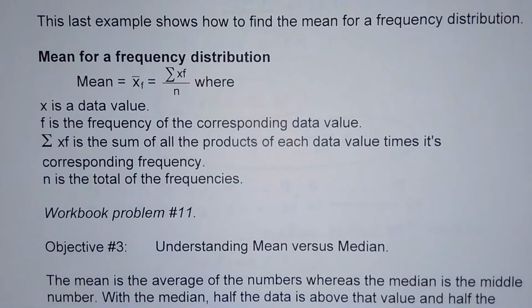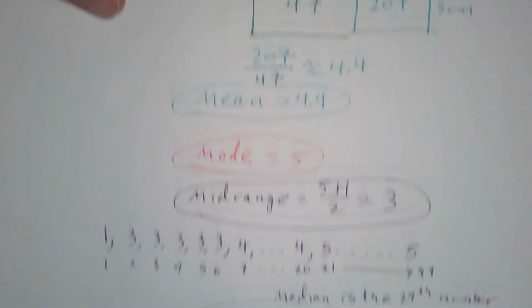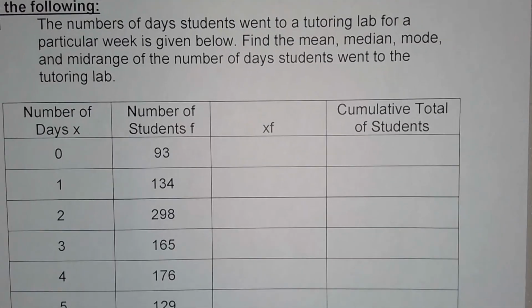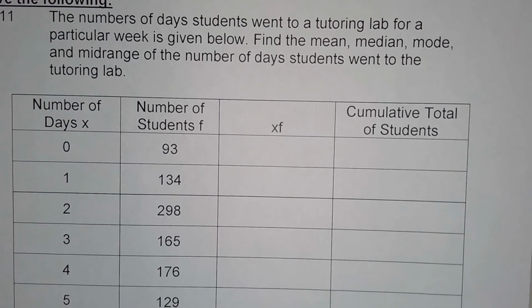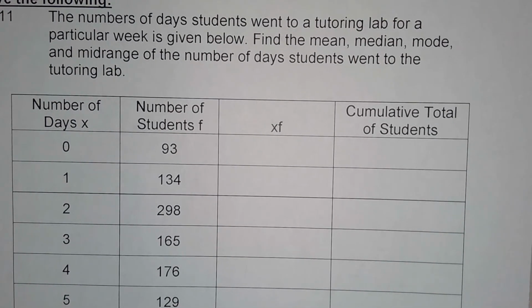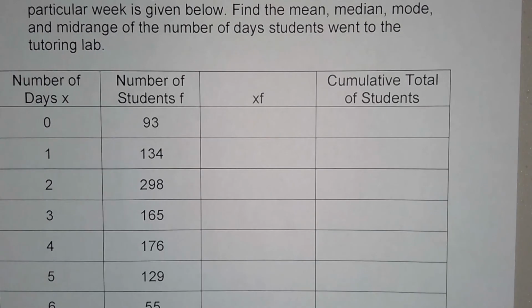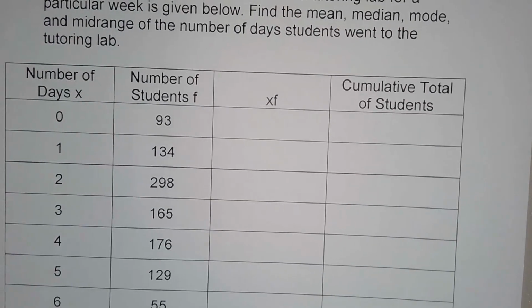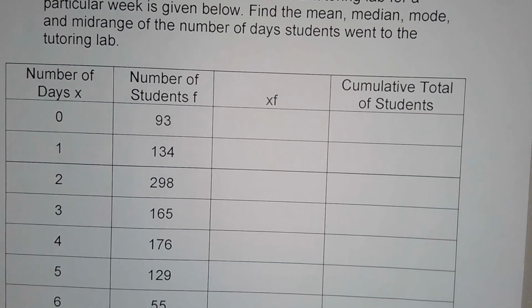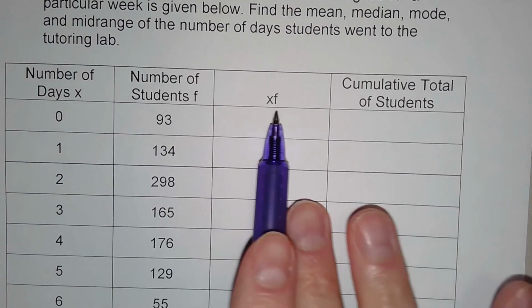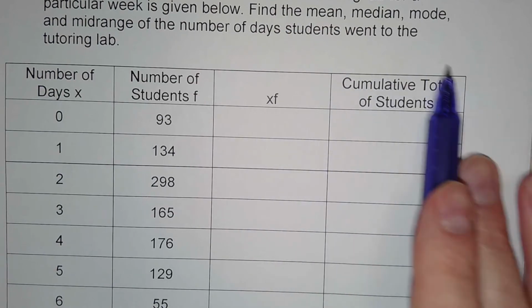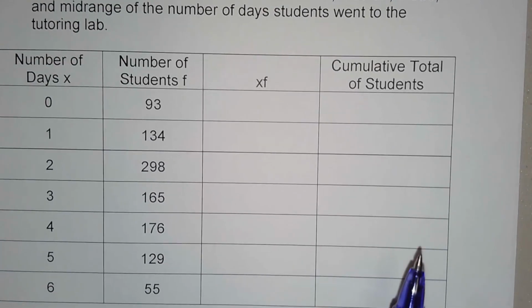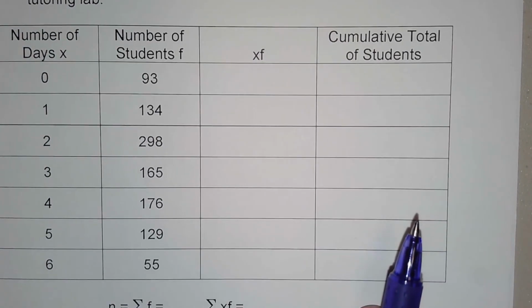So let's take a look at problem number 11 in our workbook. Here were the number of days that students went to a tutoring lab for a particular class is given below. Find the mean, median, mode, and mid-range of the number of days students went to the tutoring lab. So looking at this, what we're going to do is calculate x times f, and I'm going to keep track of the cumulative total of students. And you'll see why we're going to do that in just a minute.